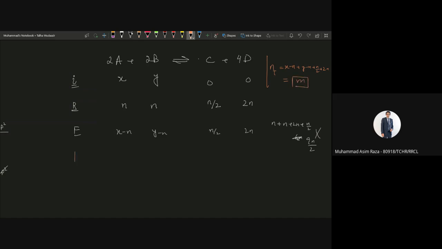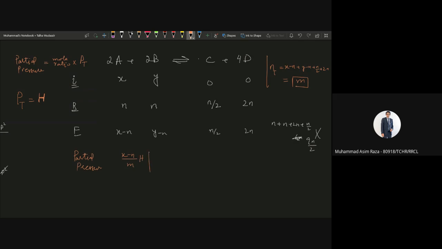So how will you find out the partial pressure of each gas? The partial pressure of each gas will be the number of moles at equilibrium over the total number of moles. This is called the mole ratio. By the way, what is partial pressure? Let me tell you. Partial pressure is equal to the mole ratio times the total pressure of the system. Let's say this total pressure of the system is a capital H value. So we will multiply this with capital H here.